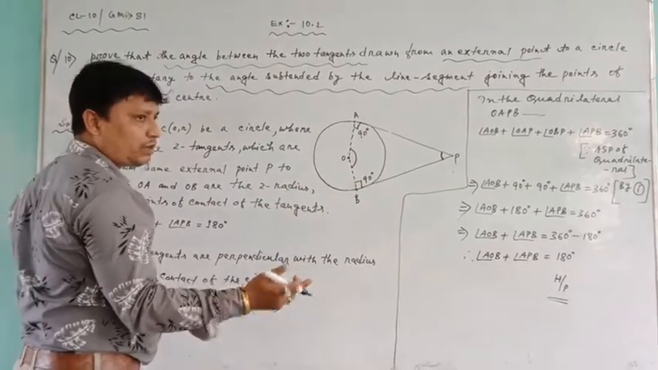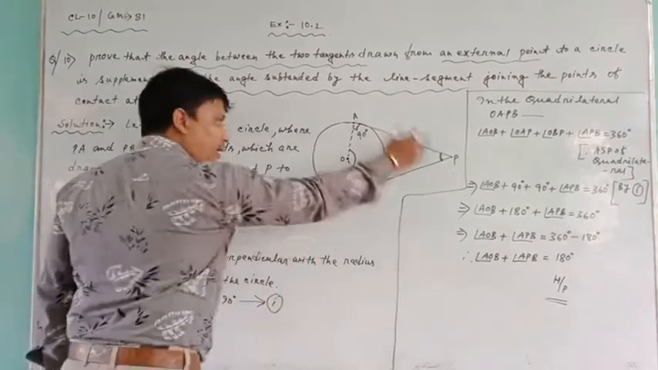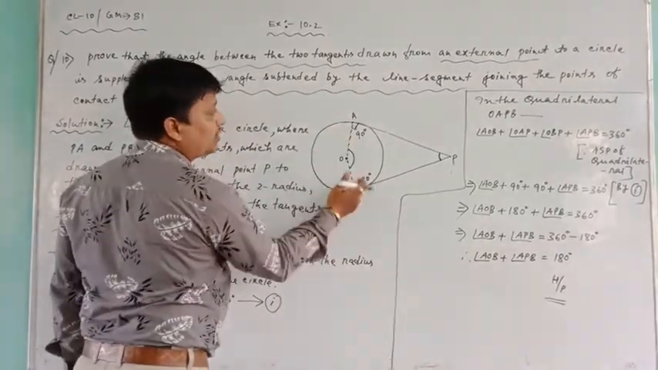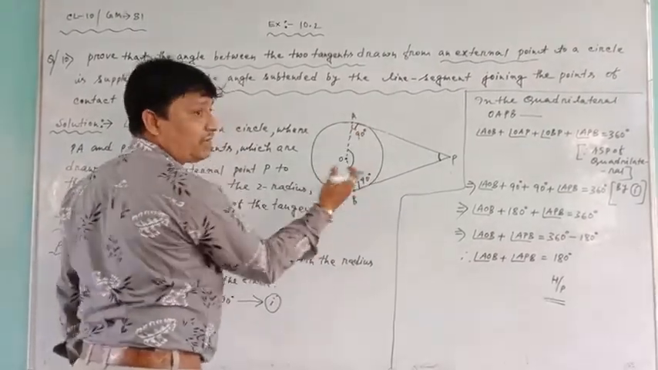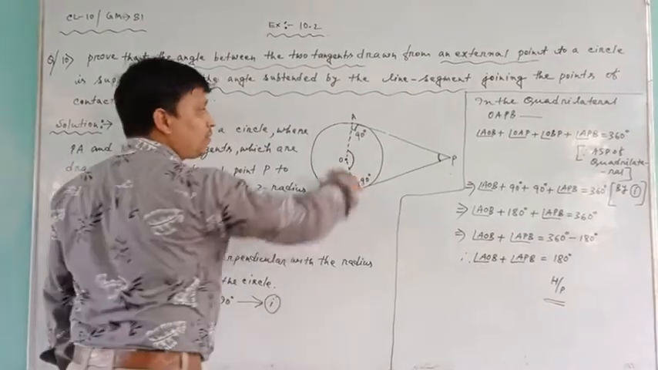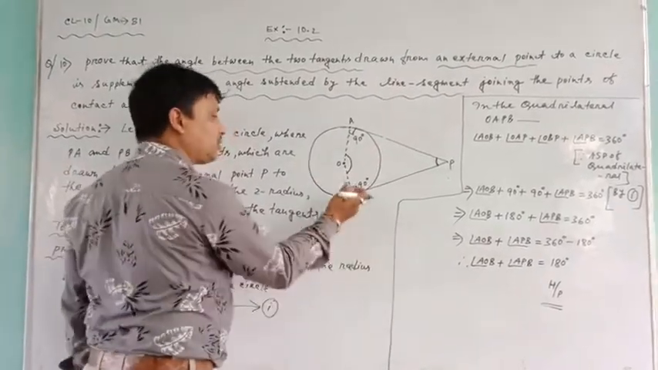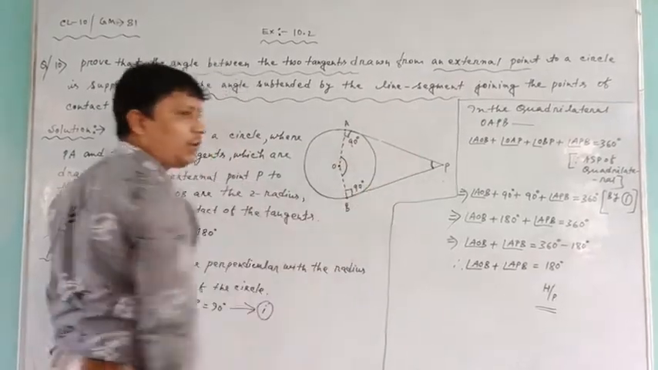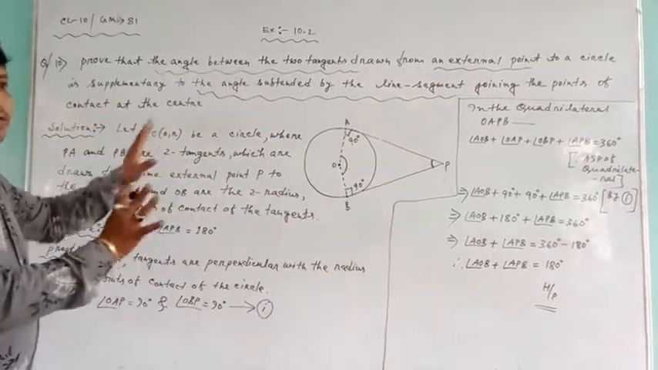And by the angle sum property of a quadrilateral, the sum of four angles is equal to 360. Out of those four angles, two angles are 90. That means 90 plus 90 is 180. So from the sum of four angles, 360, we just have to subtract these two measurements to get the sum of these two angles as 180 degrees. It is the complete process.